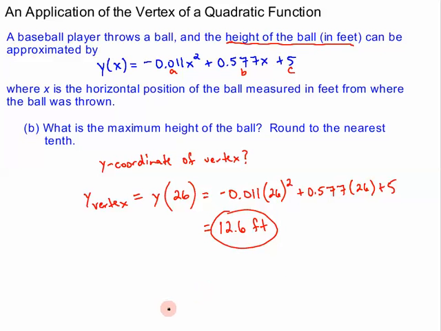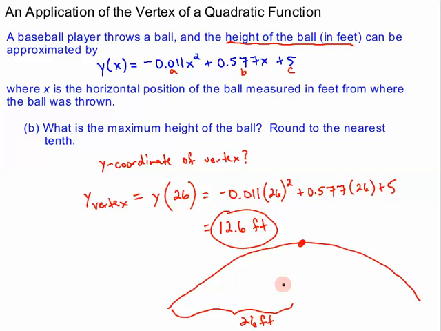So again, the baseball is thrown, it makes a shape like this. It reaches its maximum point right here. The distance from where it's thrown is 26 feet. The actual height of the ball at its highest point is 12.6 feet. Okay? So that's an application of the vertex where you can see how the formula would be useful. You would not want to complete the square with all these decimals floating around. You'd rather just plug them into your calculator and the formula to figure it out.